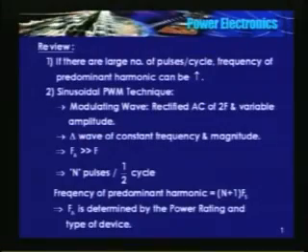Yeah, in our last class we discussed the principle of operation of a pulse width modulated, or PWM, AC to DC converter. Our observations were: the first one is, if there are a large number of pulses per cycle, the frequency of the predominant harmonic that is present in the source current increases. Second one is, a sinusoidal pulse width modulated technique can be used to determine the turn on or off of the switching devices.